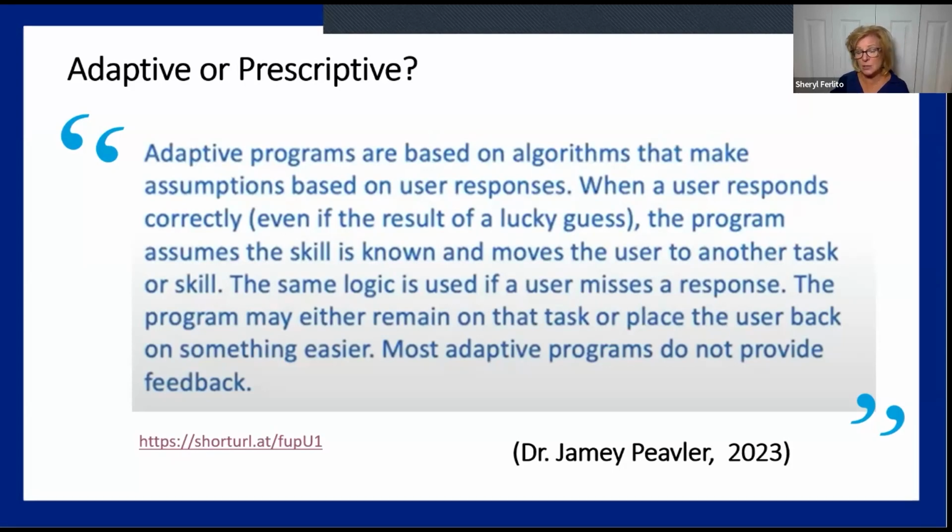Unfortunately, some of our kids who are in the red or lower parts of the ladder, they get themselves kind of in a loop and they can't get out without teacher intervention. So we really want to think about, with students at risk, whether adaptive or prescriptive might be better. Also, adaptive programs, most of them do not provide feedback. So we want to be really aware of the amount of feedback that our users are getting.